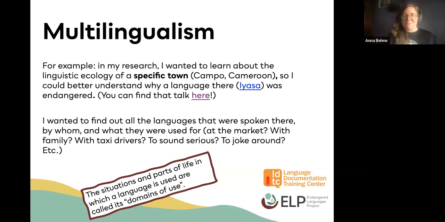And if you're a sociolinguist, you may be saying right now, hey, the domains of use theory has been shown to be inadequate to account for, and that's fine. We're just going to start slow. Domains of use are a pretty useful concept.